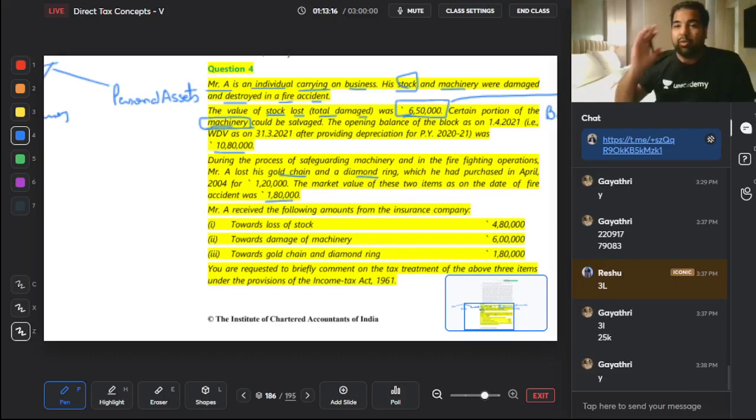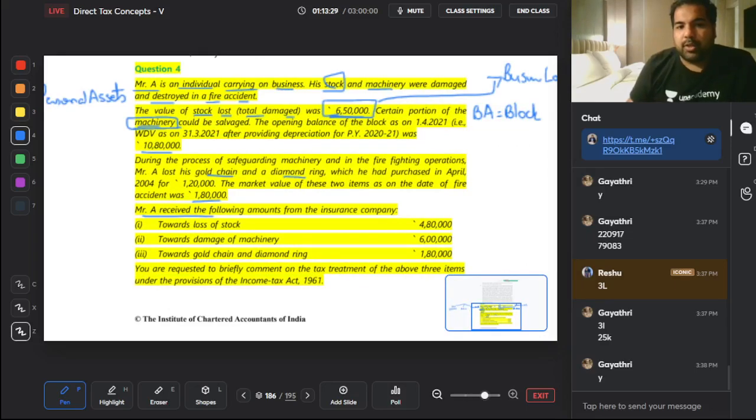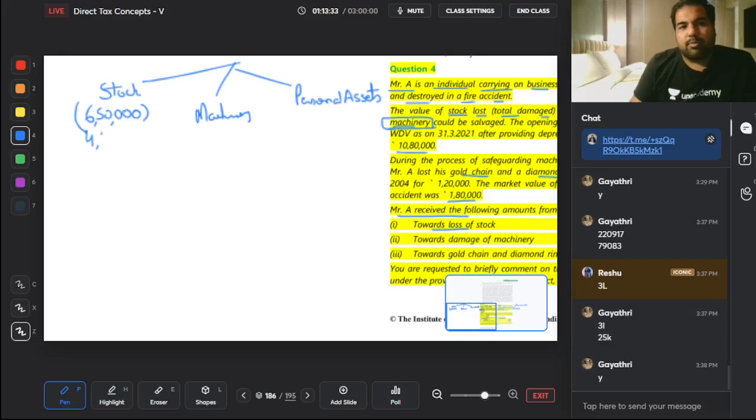Guys, don't worry with all these details. It's very simple. First, stock was destroyed for 6,50,000. But you got from the insurance company for your stock 4,80,000. So what is the total loss? 6,50,000 minus 4,80,000. Your business loss is 1,70,000. Is this my business loss? Yes, this is my loss from PGBP.